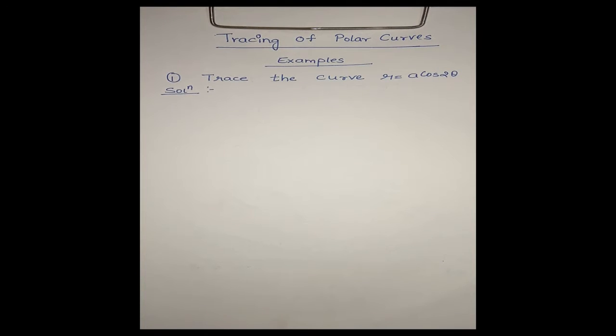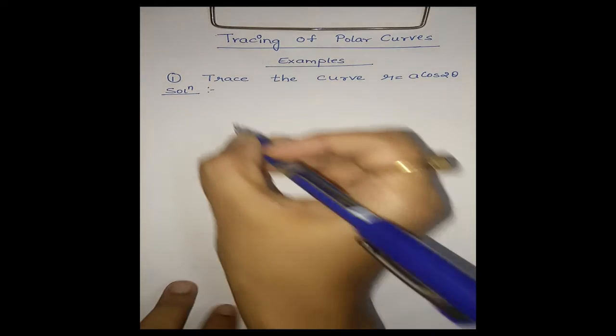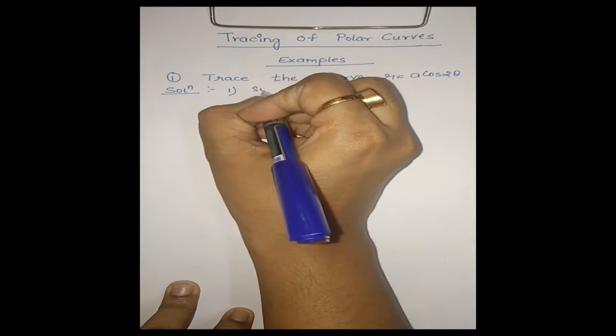Hello friends, in this video I am going to discuss some more problems on tracing of polar curves. Let us consider the first problem: trace the curve r is equal to a cos 2 theta. The first point is we have to check the symmetry.